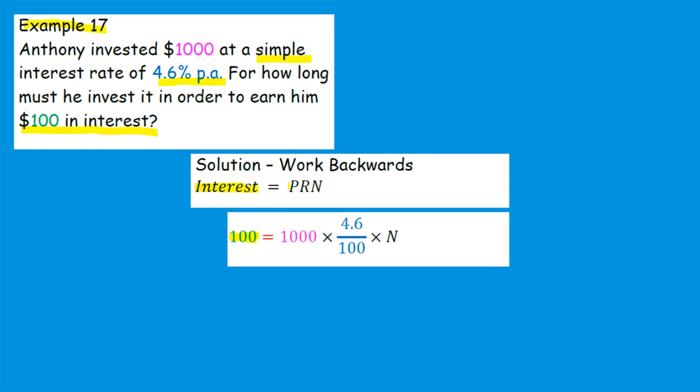Then we put in the other things that we know. So we know the principal, that's 1,000. We know the interest rate, that's 4%, or 4 over 100. And N is what we're actually trying to find. For how long? So we have a working backwards problem. We can start with 100 and divide by 1,000 and divide by 4 over 100.